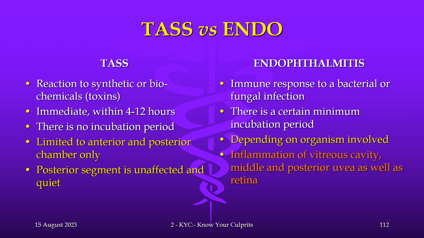TAS is limited to anterior chamber and at the most posterior chamber only. Posterior segment is unaffected and quiet, whereas in endophthalmitis, inflammation of the vitreous cavity, middle and posterior uvea as well as retina is almost always there.